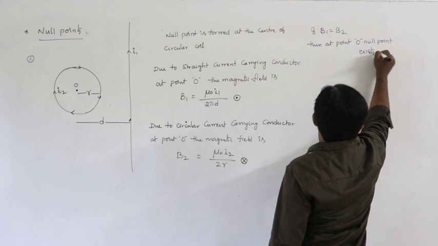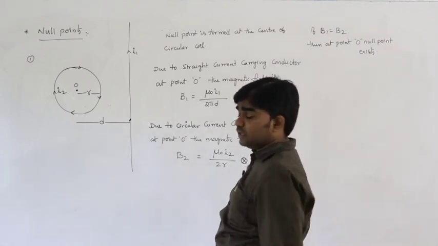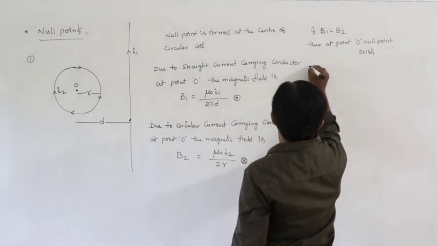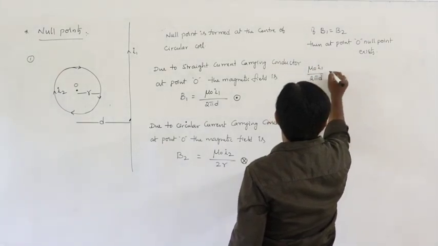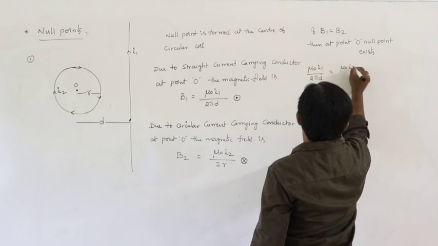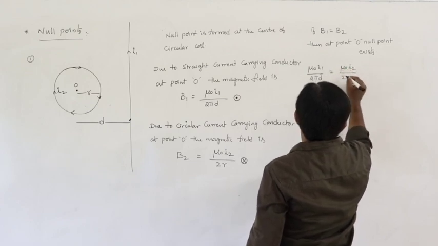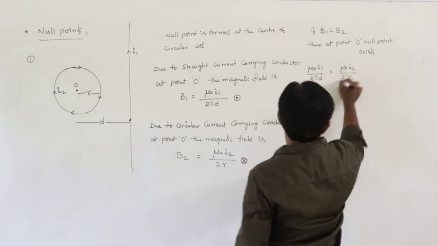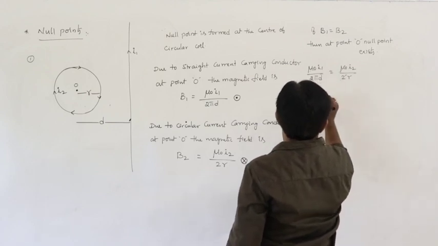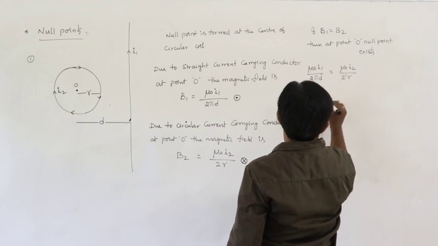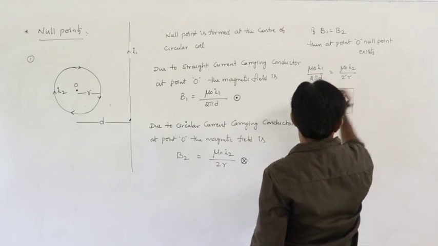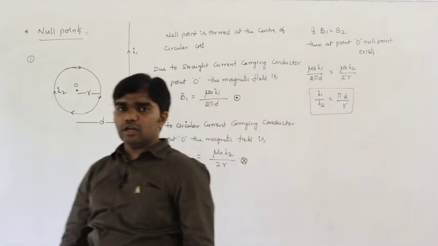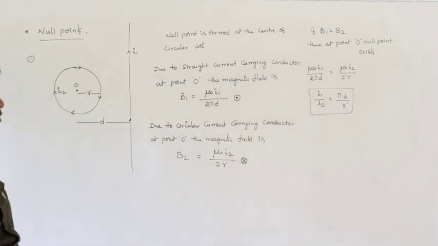Null point exists. Null point means net magnetic field is 0, that is B1 equals B2. What is B1? Mu naught I1 by 2 pi d is equal to mu naught I2 by 2R. Mu naught cancels, 2 gets cancelled. Then I1 by I2 is equal to pi d by R. So this is the condition to form the null point at the point O.